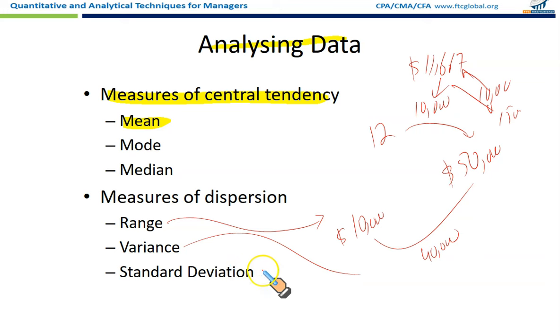Standard deviation is simply the square root of variance. Whatever you got here, if you take the square root of the variance, it's called standard deviation. So this is like the average distance from the average earnings. This tells you on average how different each person's earnings are from the mean earnings.